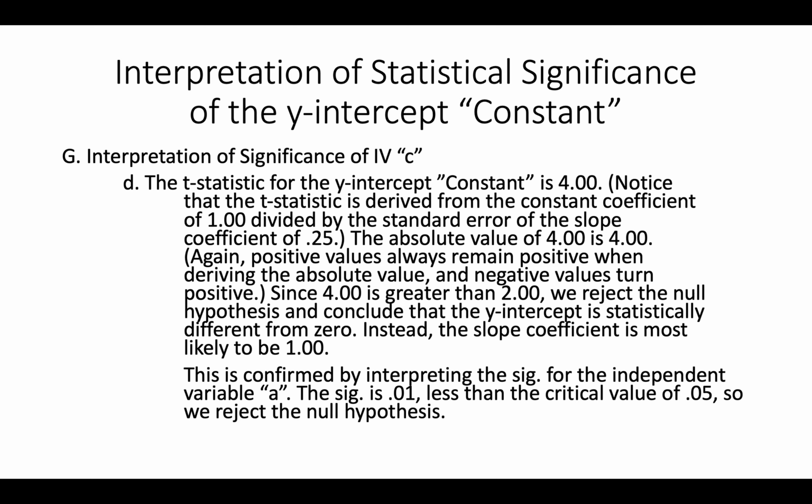Unlike the slope coefficients associated with the independent variables A, B, and C, the constant does not explain variation in the dependent variable, but rather is where the mythical regression line crosses the y-axis, and is instrumental in deriving the full effect of the independent variables on the dependent variable by solving the regression equation. We further confirm the statistical significance of the constant by examining the sig statistic. The sig is 0.01, less than 0.05, meaning that we reject the null hypothesis, and the y-intercept is most likely to be 1.0.